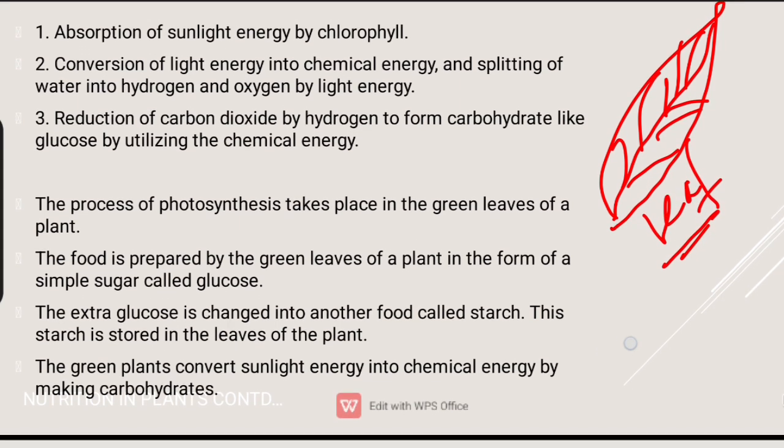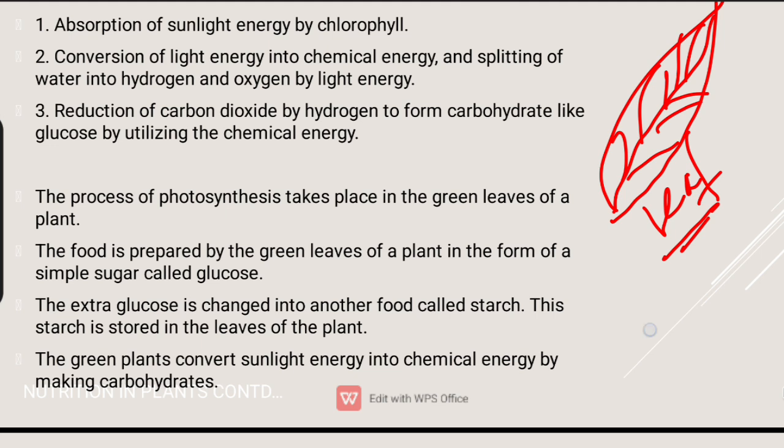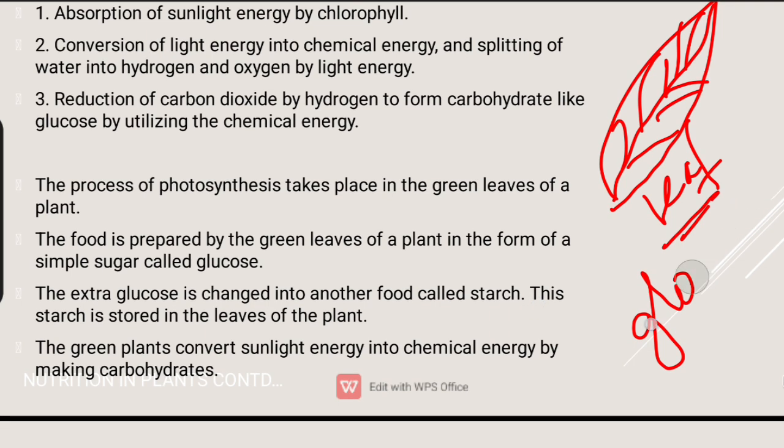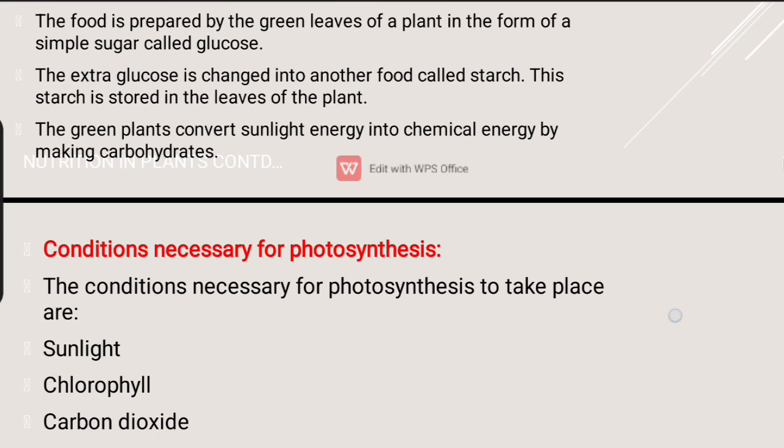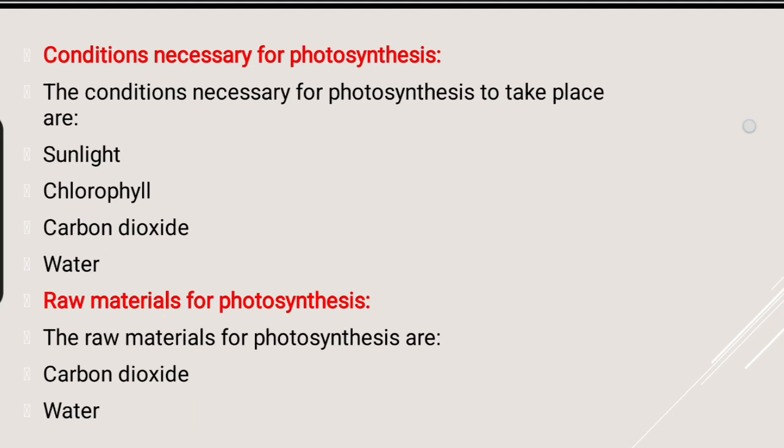Okay. The food is prepared by the green leaf of a plant in the form of glucose. And the extra glucose is changed into another food called starch. This starch is stored in the leaf of the plant. The green plant has converted sunlight into chemical energy and made it carbohydrates.